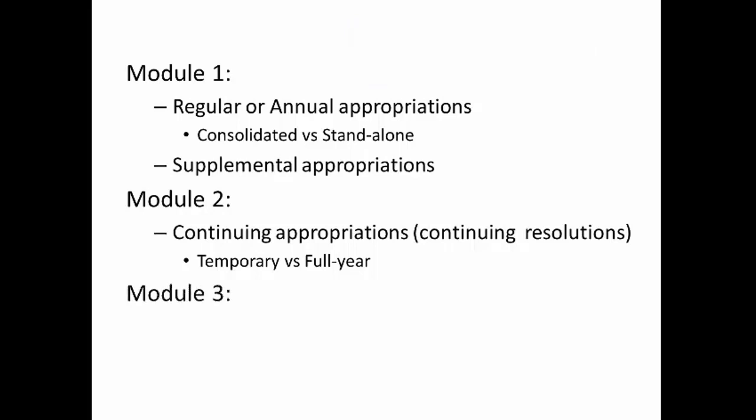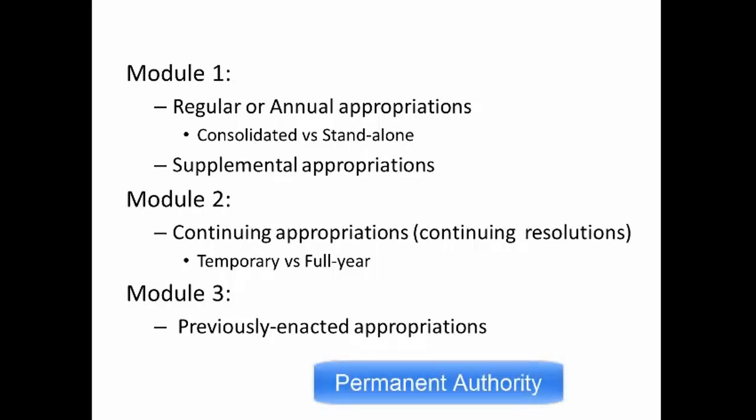In contrast with current authority, in Module 3, we'll talk about language that appropriates budget authority that's available as the result of previously enacted legislation and is available without further legislative action. This type of authority is defined as permanent authority. Let's begin with Module 1.